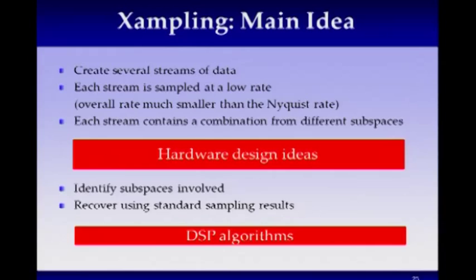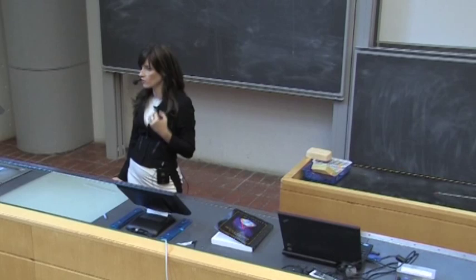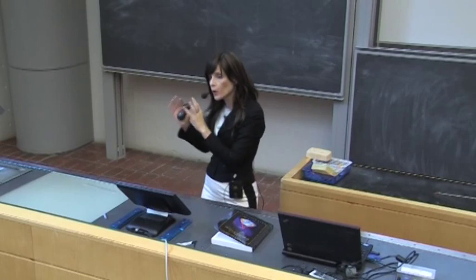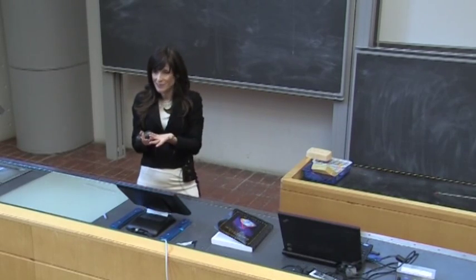Then on the digital domain, I'm going to have two steps. The first step is to identify the subspaces involved. So it's going to be a detection step, not a reconstruction step. And we'll see that the fact that we first do detection will allow us to do things at very low sampling rates. So I'm never going to have the Nyquist rate in the system. I'm first going to detect which subspaces were actually in my data.